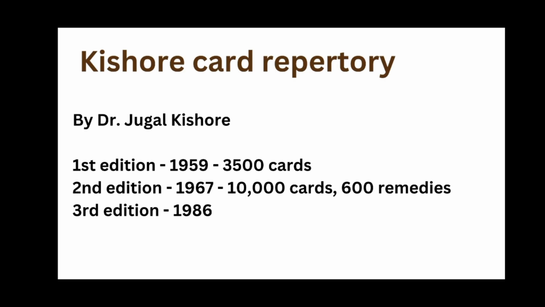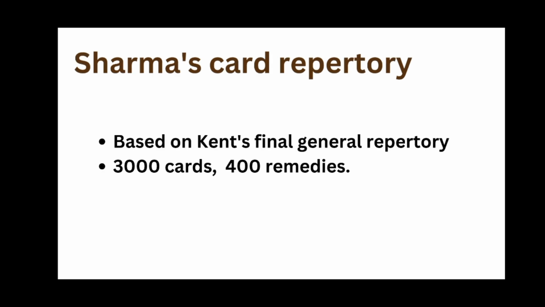Next is Kishore Card Repertory, published by Dr. Jugal Kishore. The first edition was published in 1959 and it contains a total of 3500 cards. Second edition 1967, total 10,000 cards plus 600 remedies are used. Next, third edition, it is published in 1986. This is Kishore's card repertory by Dr. Jugal Kishore. Next is Sharma's card repertory. It is based on Kent's final general repertory and it contains a total of 3000 cards and 400 remedies are used.